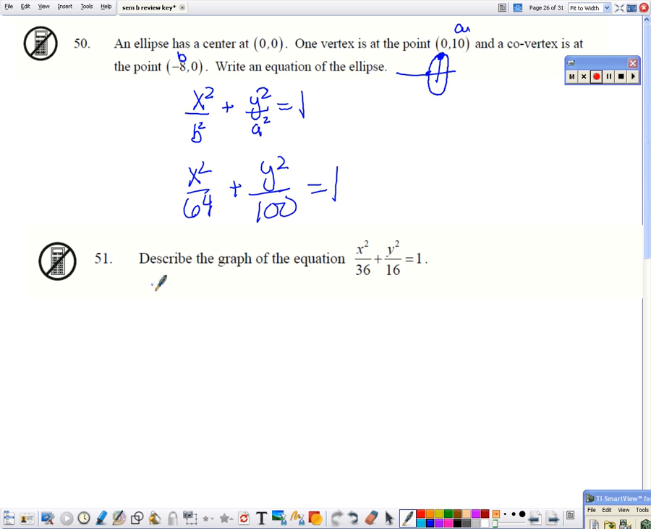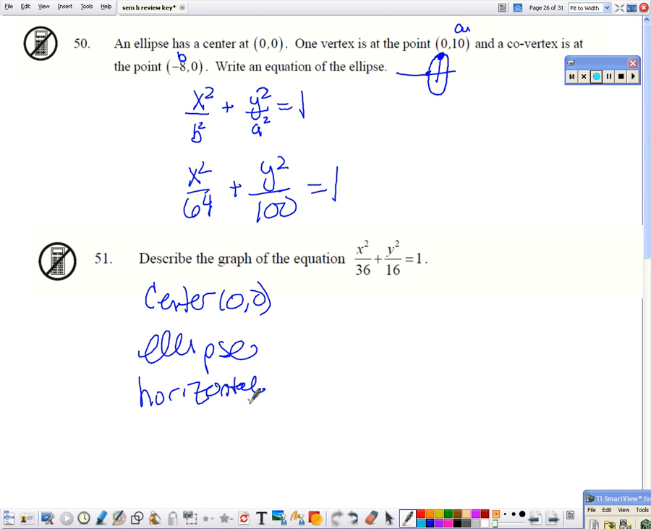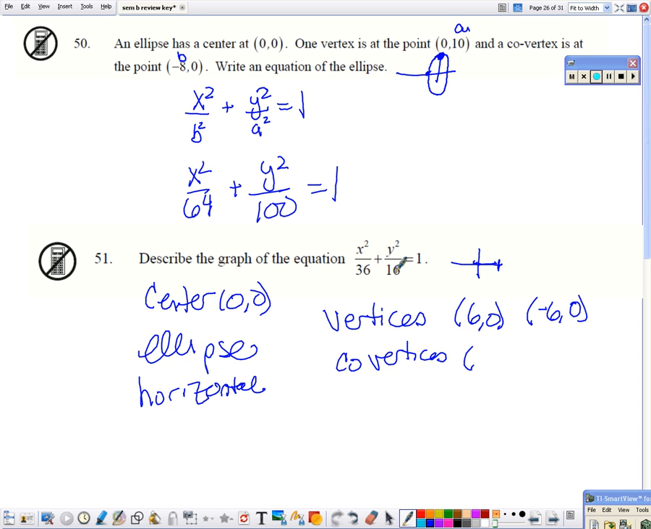Describe the graph. The center is at 0, 0. It's an ellipse. Because the bigger value is under x, it's horizontal. Let's say where the vertices are. It's going to be 6 in each direction on the x-axis. So that first vertex is 6, 0, and the other one's negative 6, 0. And then the co-vertices, the square root of 16, that's 4, so 0, 4, and 0, negative 4.